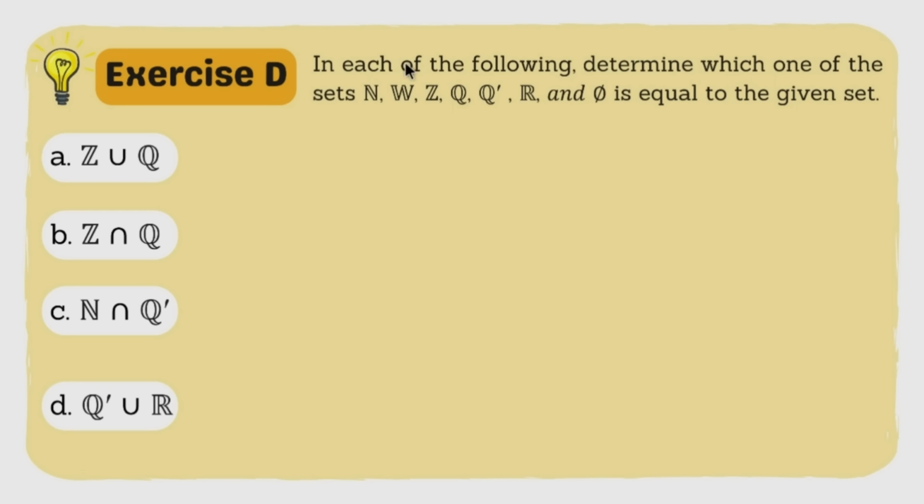So the instruction is, in each of the following, determine which one of the sets N, W, Z, Q, Q prime, and R, and the null set is equal to the given set. We have choices here. Try to choose from these to find the answers to the relationships or operations here. I'll give you time to do this and then come back after you finish.